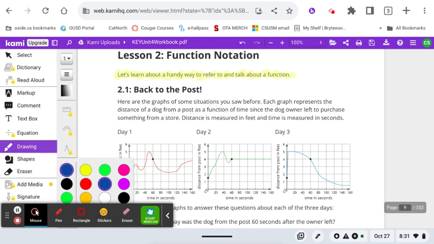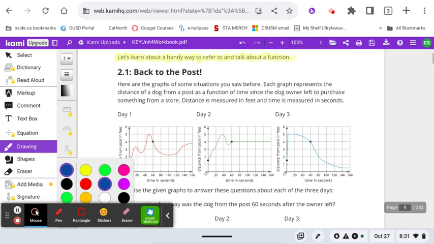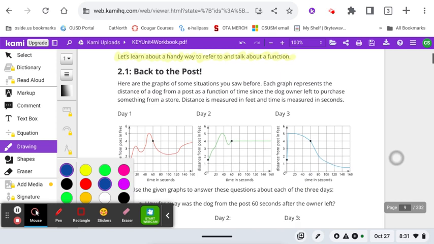Here are the graphs of some situations you saw before. Each graph represents the distance of a dog from a post as a function of the time since the dog owner left to purchase something in a store. So this was the same as Unit 1, where that dog is tied with his leash and he's moving away. In one situation, he goes and sits down and stays, etc. So same scenarios from Unit 1, Lesson 1.